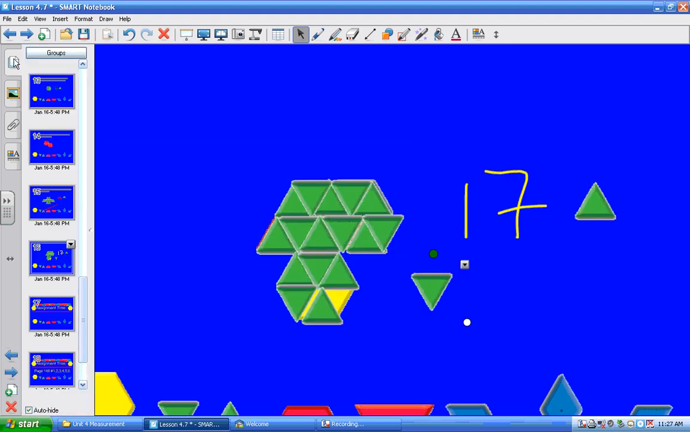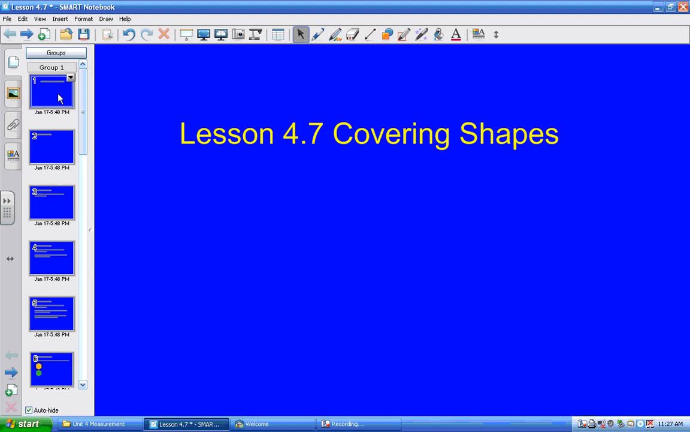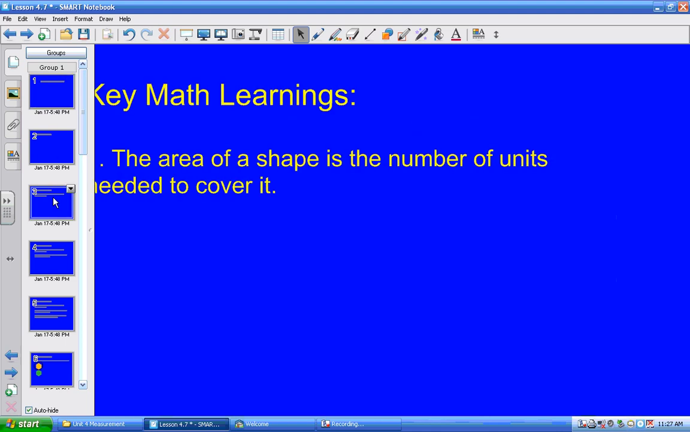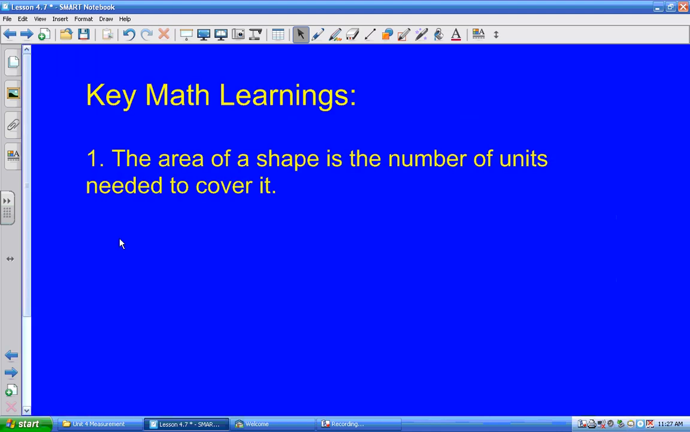Okay, well, I'm going to go back just a second. Please remember we talked about the area. I just want to do a quick review. The area of the shape is the number of units needed to cover it. So when I had to do a hexagon, it took 6 green triangles. So the area was the 6 green triangles. The unit was the green triangle. You with me so far?